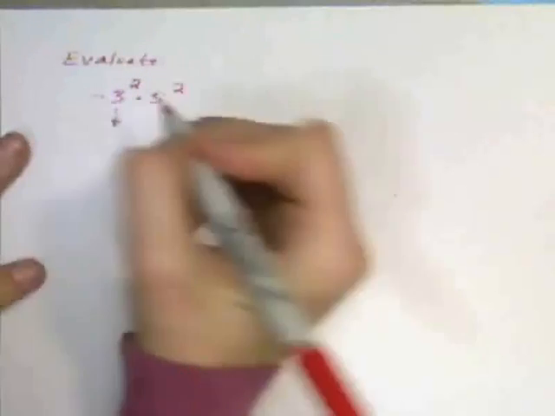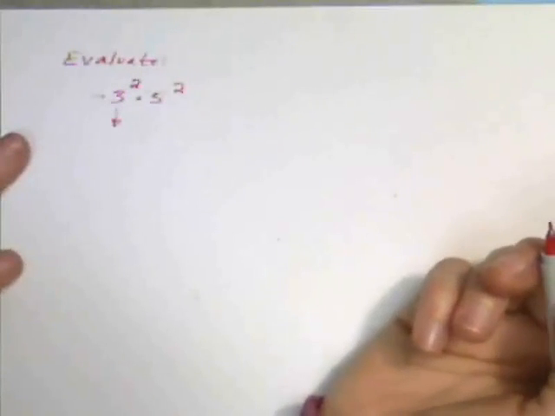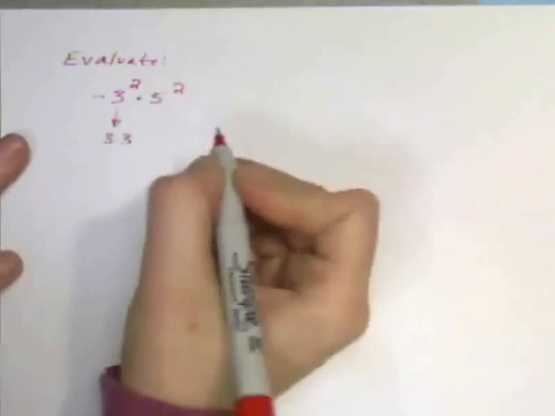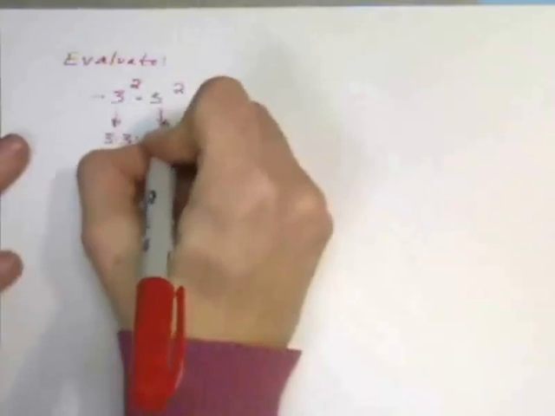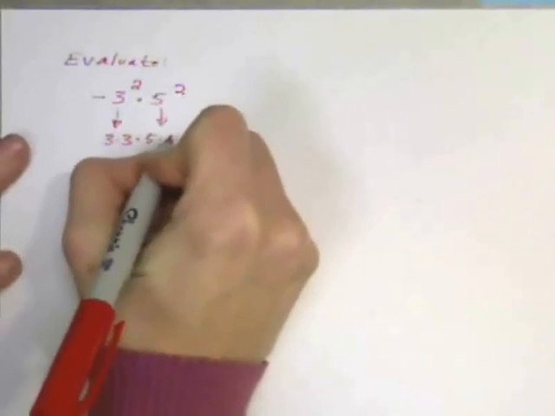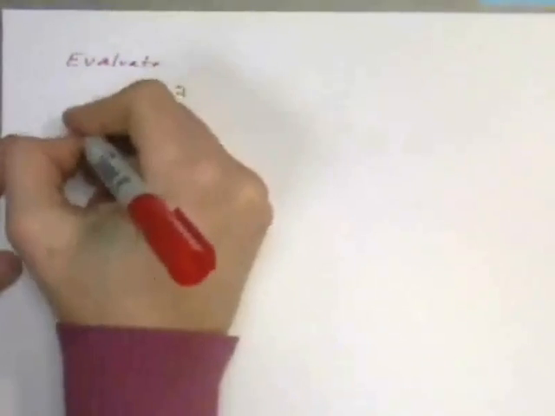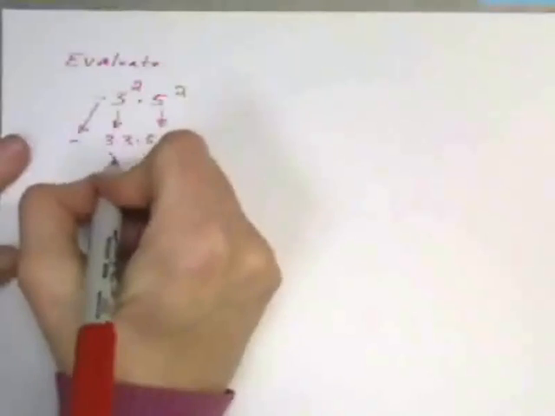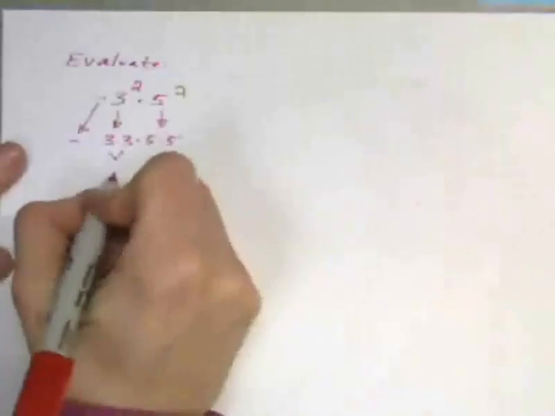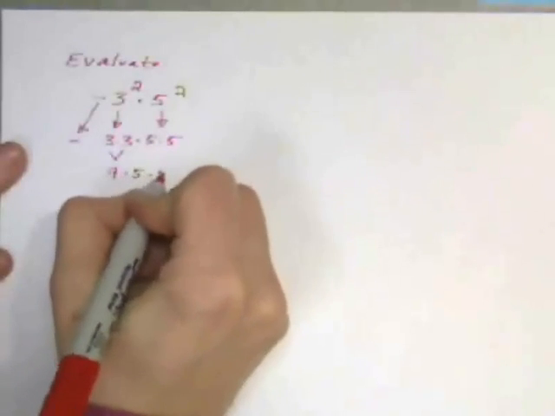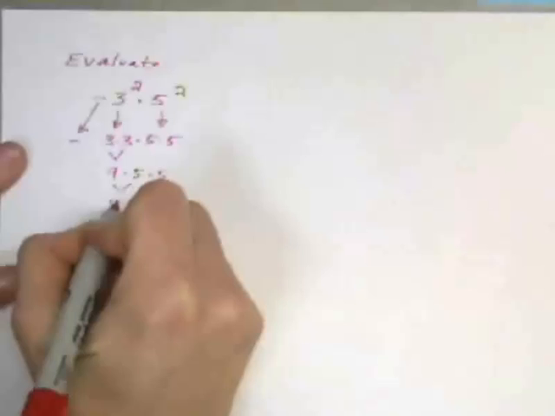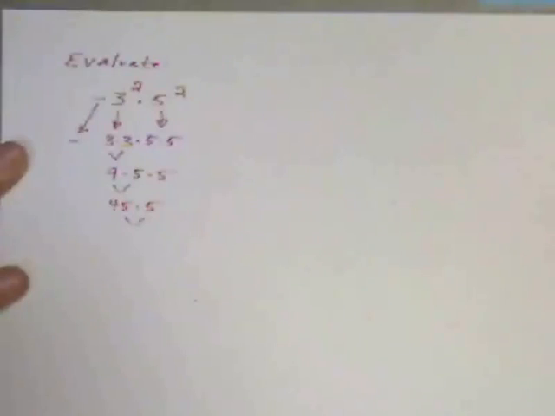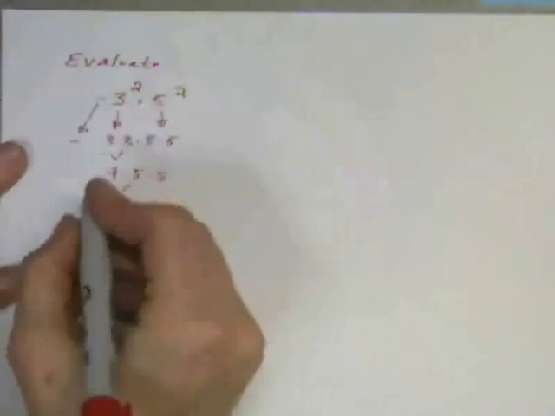When I'm squaring this right here, that negative is not in parentheses. So actually, I just have 3 times 3, times, and then of course right here I've got a 5 times 5. And I have a negative that's just going to follow us down. 3 times 3 gives me 9 times 5 times 5. 9 times 5, that's 45 times 5. And 45 times 5 is 225.